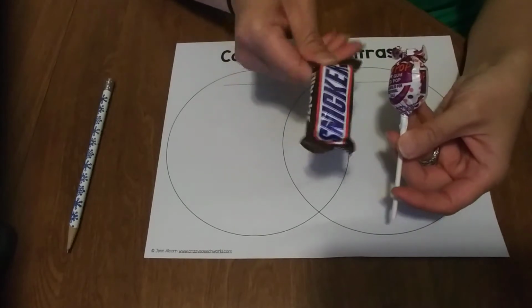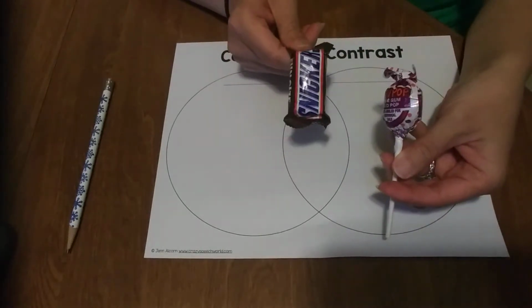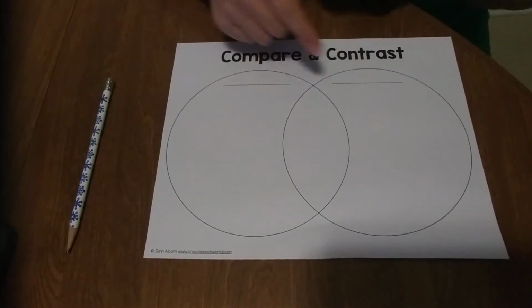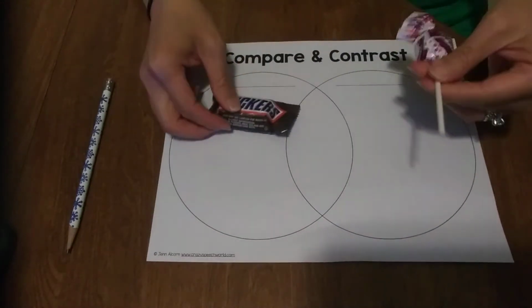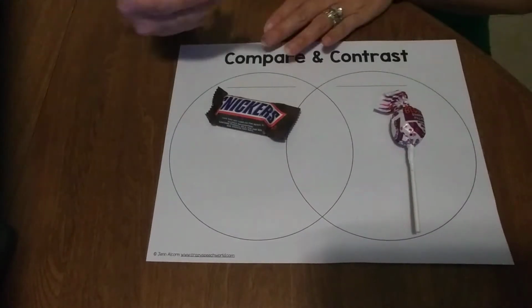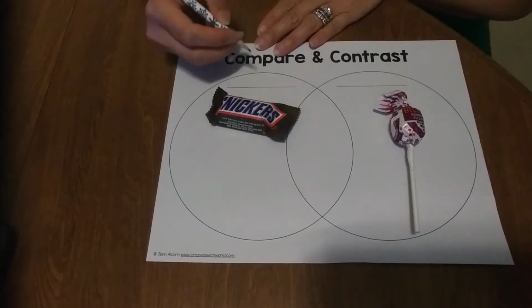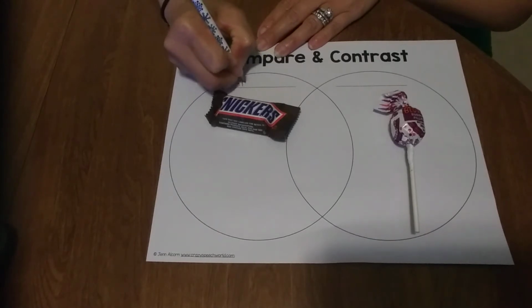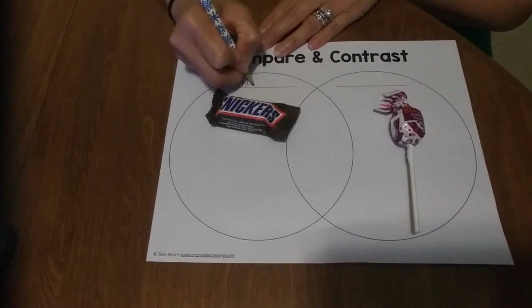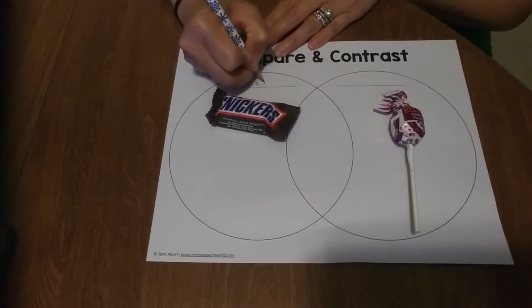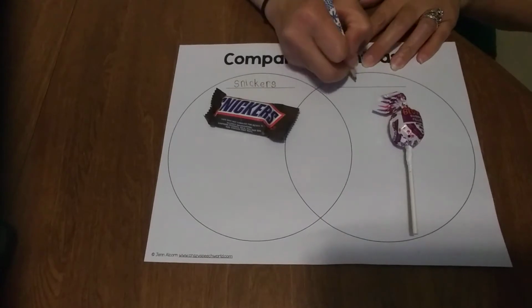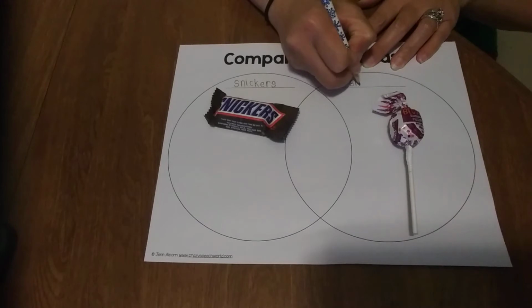So today we're going to be talking about candy. Here I have a Snickers bar, and here I have a lollipop. So up here on these lines, I'm just going to write the names of these two things. I'm going to write on this side, Snickers. And on this side, I'm going to write Blow Pop, which is just the name of this lollipop.